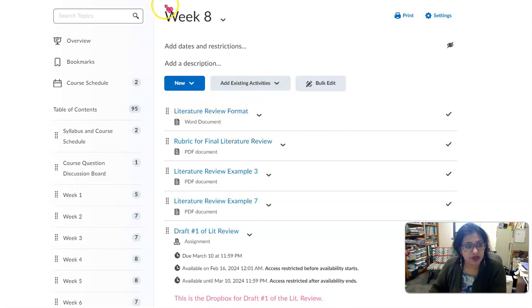So what I have here is, let me mark these and then I'm going to talk more about these. I have your literature review format. That's a template for you guys to use for it. Here is the rubric for the final literature review.